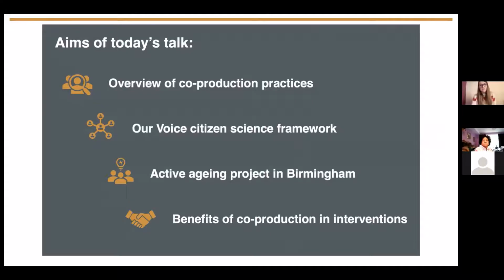So today I'm just going to provide a kind of overview of co-production practices, discuss the Our Voice citizen science framework that we're using, talk about the Active Ageing project in Birmingham that we're currently undertaking, and then talk about the benefits of using co-production in interventions.